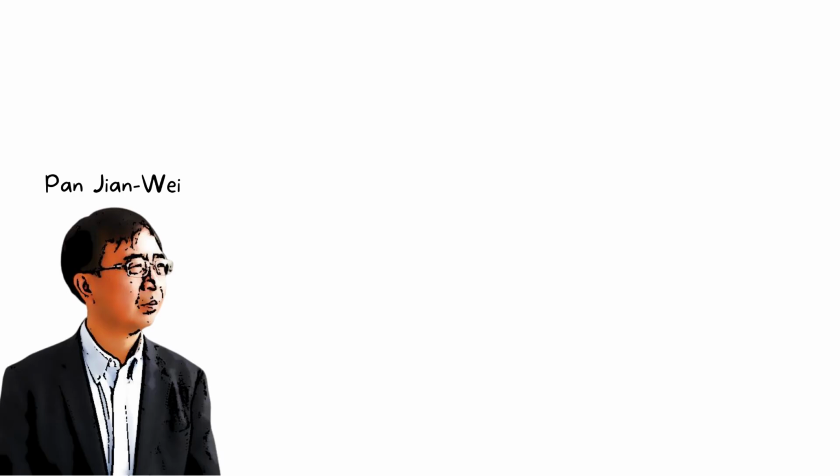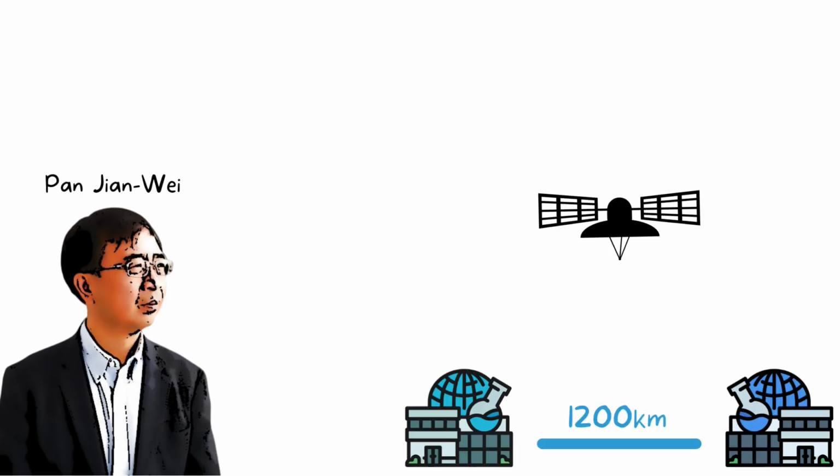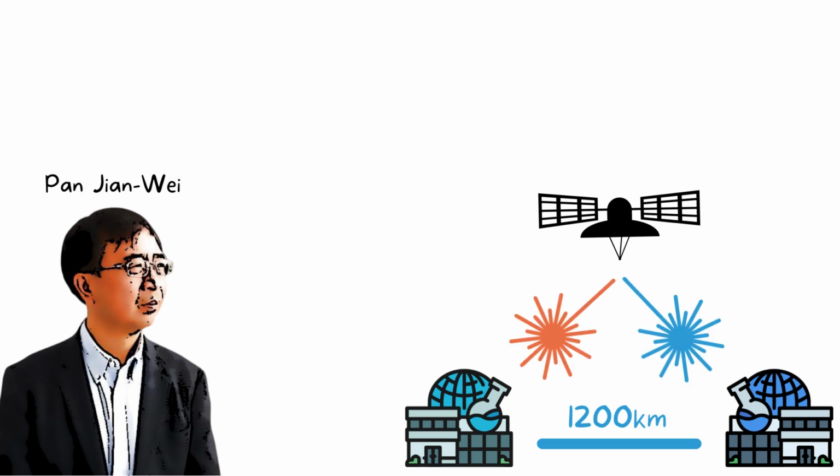While these transfer methods have not been tried on a large scale, Pan Jianwei and his group at the University of Science and Technology in Hefei have used a satellite to link two laboratories more than 1,200 kilometers apart. The satellite shot pairs of entangled photons to both of the labs.